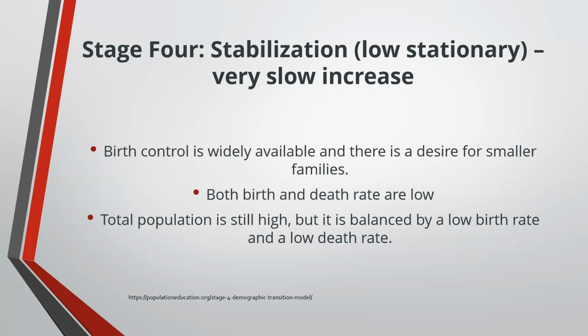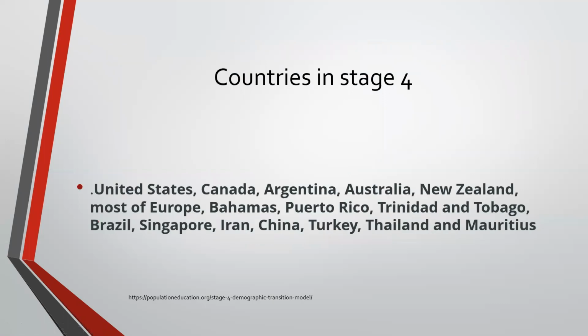So now stage 4, it's the stabilization stage: low, stationary, or very slow increase. Similar reasons apply, but with more extensive use and stricter measures taken to reduce the birth rates. So the birth and death rates are low, and the population is still high, but it is balanced by the low birth rates and the low death rates. The countries currently in stage 4 are the United States, Canada, Argentina, UK, Europe, Singapore, Iran, China, Thailand, Mauritius, etc.